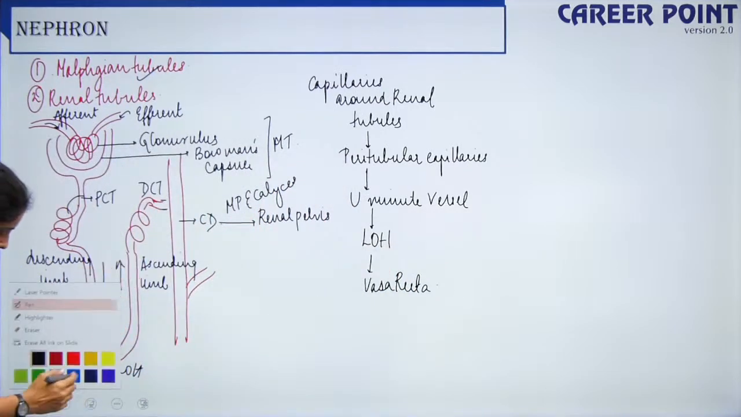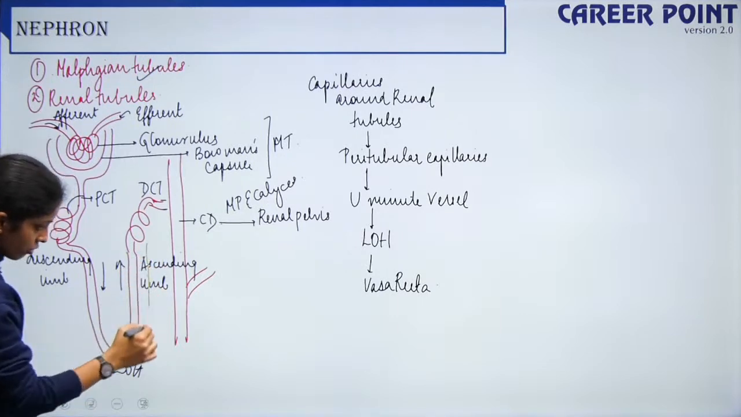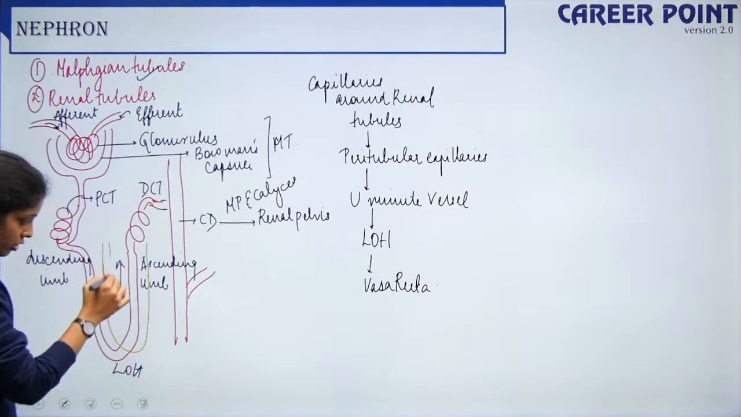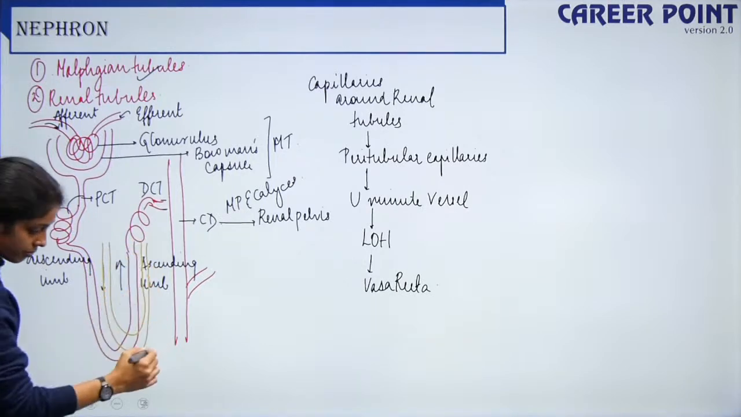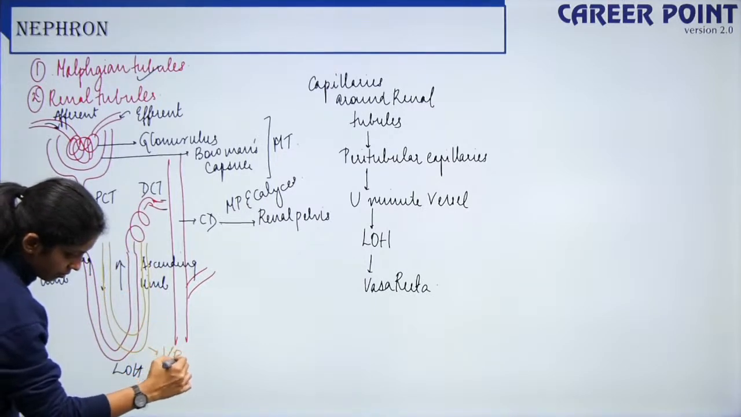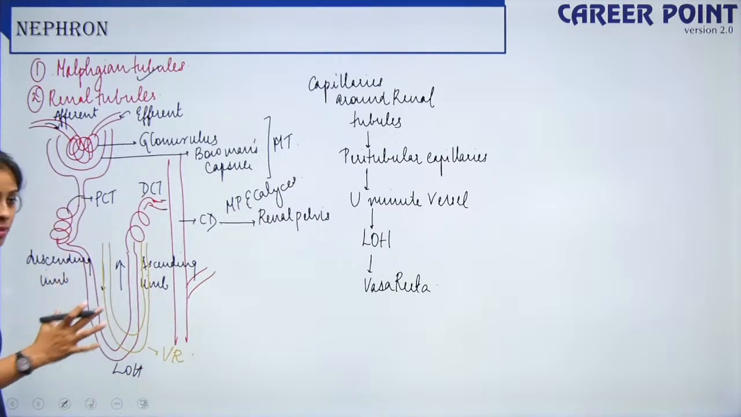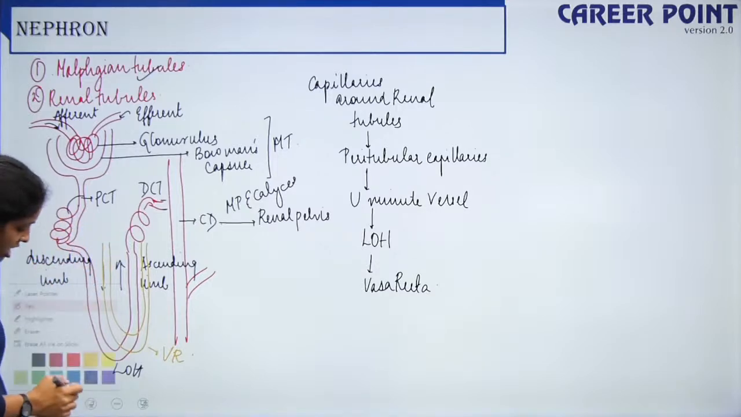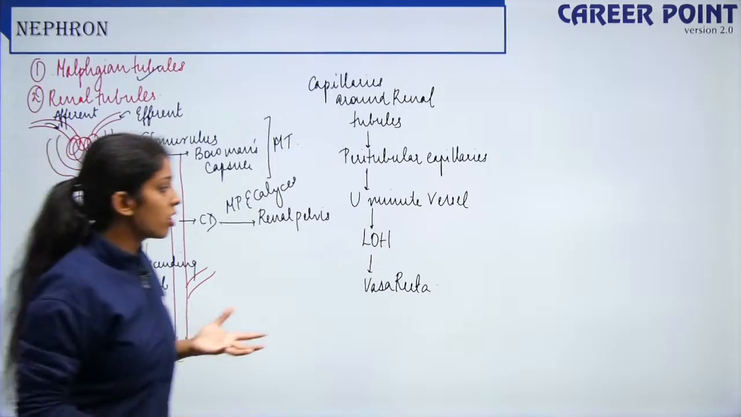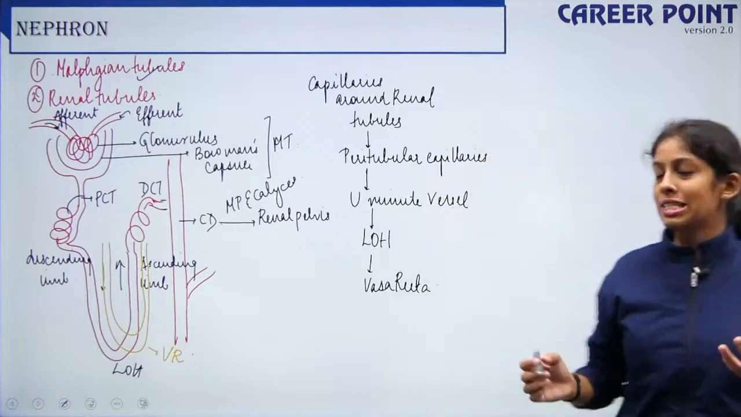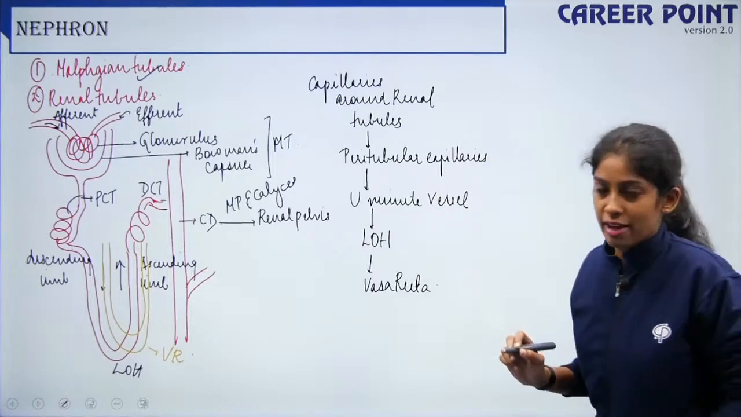Let me draw it in some other color. So this is the vasa recta. I hope it's visible. This is the vasa recta, right? Then we further went on to talk about what are cortical nephrons and what are juxtamedullary nephrons.